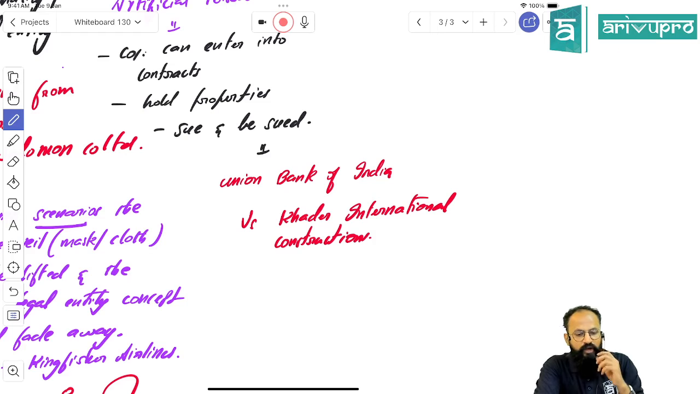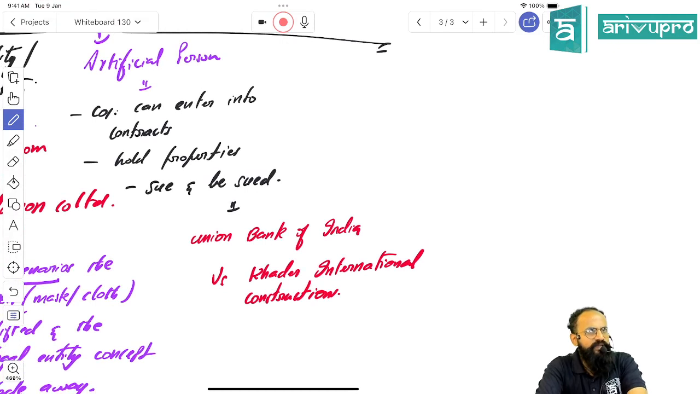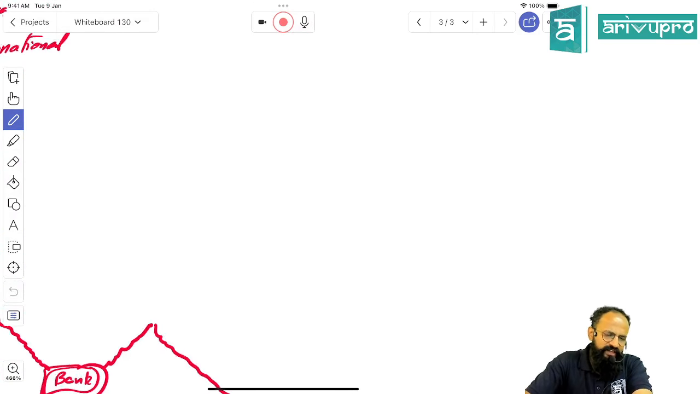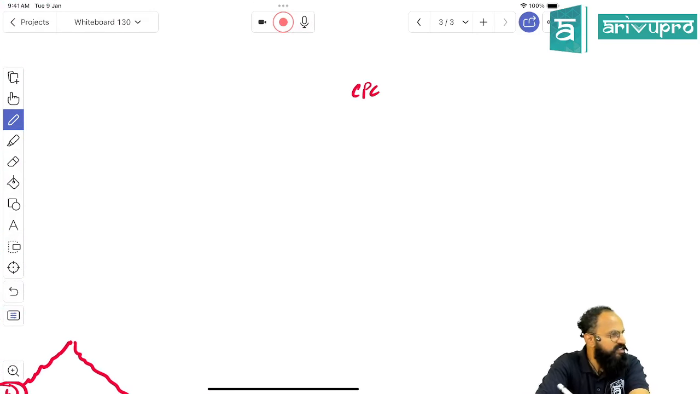Yes, sir. Okay. Union Bank of India versus Kader International Construction. Okay, what is this artificial person, sir? Now, according to the law of this country, there is one act called the Civil Procedure Code, CPC, we generally call it, but everything is being revamped now. But yes, there is something called CPC, Civil Procedure Code. It was the old law.